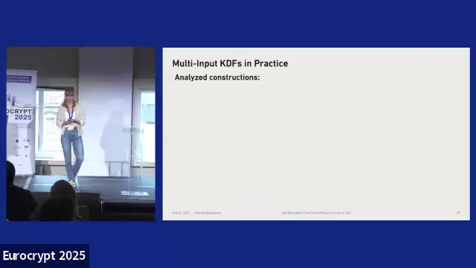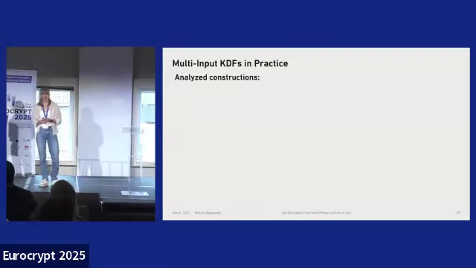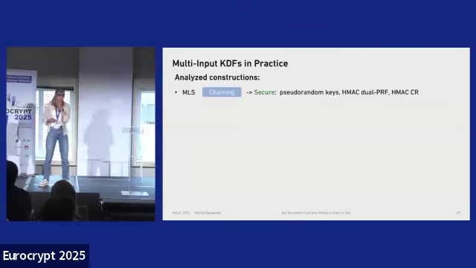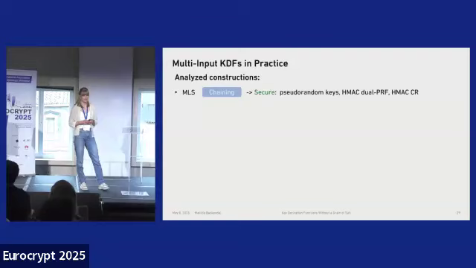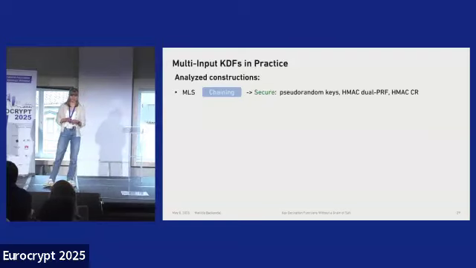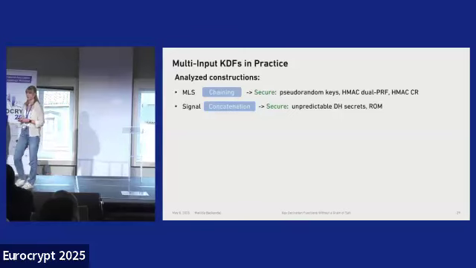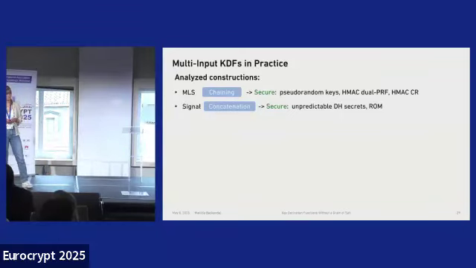Okay, so armed with our new security notions and syntax, we analyzed a bunch of real-world constructions. So first of all, we looked at MLS, which, as you'll recall, uses the chaining strategy for their pseudorandom pre-shared key combiner. And we showed that this is secure as long as the pre-shared keys are assumed to be pseudorandom, HMAC is a dual PRF, and collision resistant. Then we looked at Signal X3DH, which uses the concatenation strategy, and we showed that this is also secure in the random oracle model if the Diffie-Hellman secrets are assumed to be unpredictable.